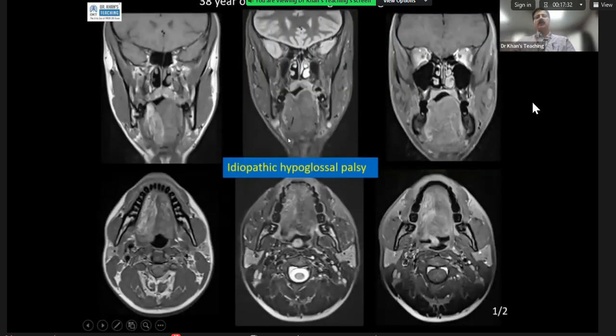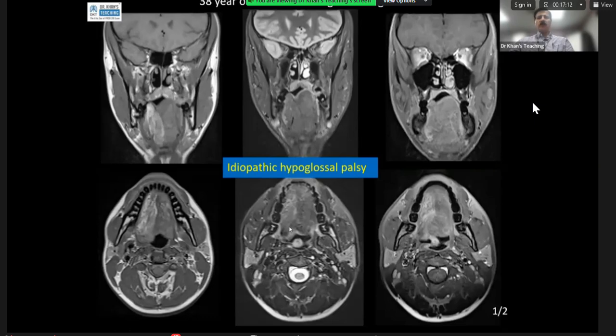This is another case which presented with, when they saw the tongue, this was their clinical impression. They said meningioma of the tongue? And what we found is that there was high signal on T1 weighted sequence.